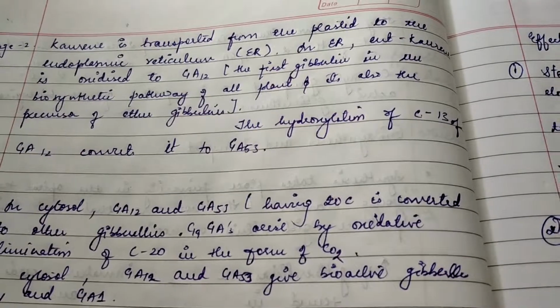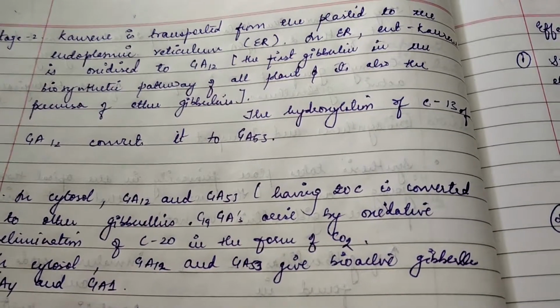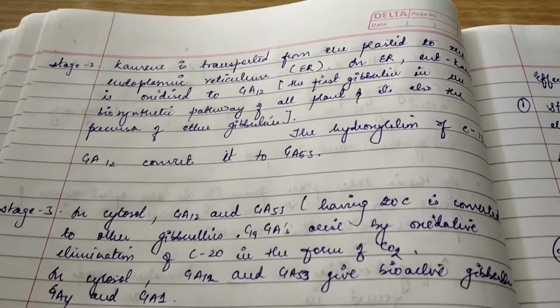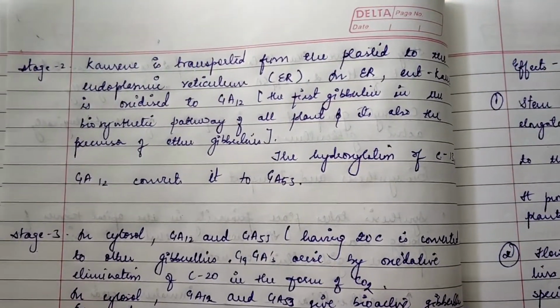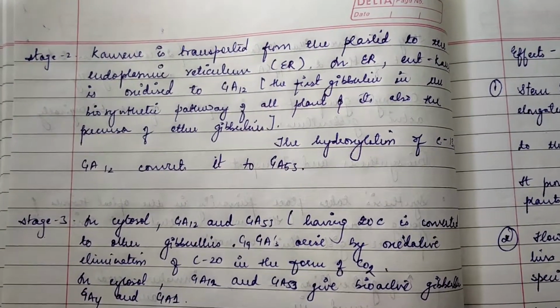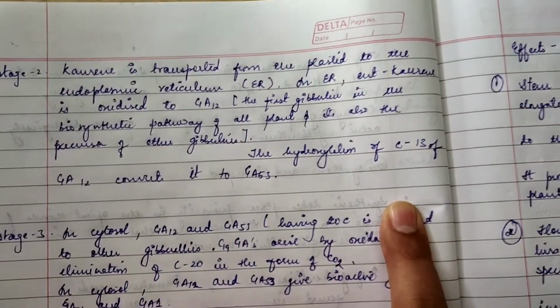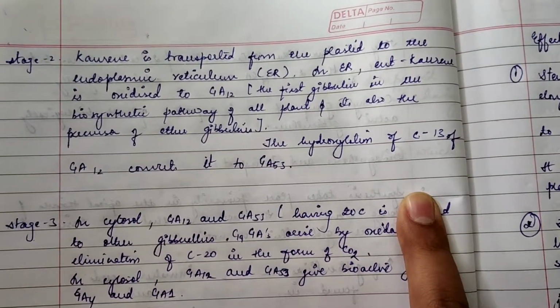अब endoplasmic reticulum में अंदर आने के बाद ent-kaurene की oxidation हो जाती है to GA12, that is gibberellin 12, and it is the first gibberellin in the biosynthetic pathway of all the plants, and it is also the precursor of other gibberellins. Now the hydroxylation of carbon 13 of GA12 converts it into GA53.